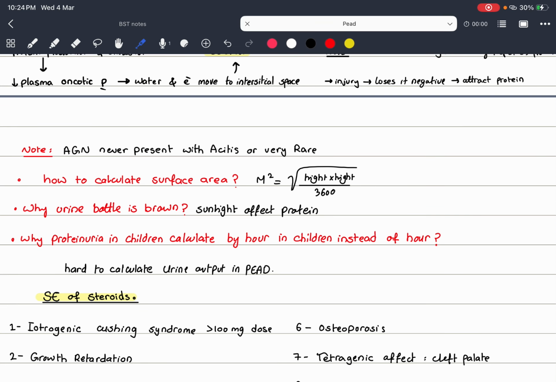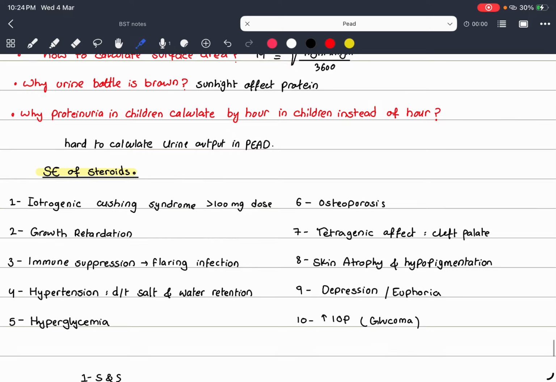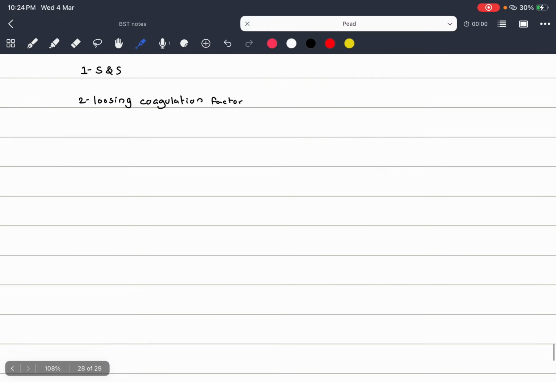And why is proteinuria in children calculated by hour, while in adults we calculate it by 24 hours? Because it's very hard with children. They pee everywhere. They pee in the diapers. They might pee on the bed. They might be crying. They never cooperate for a correct measurement, so it's easier per hour. And that's it for today.